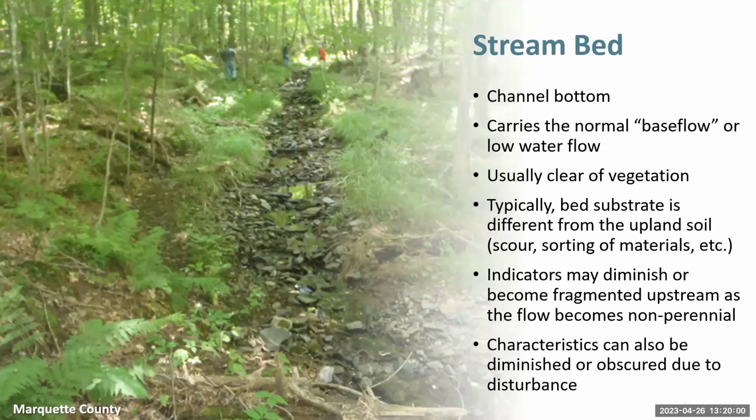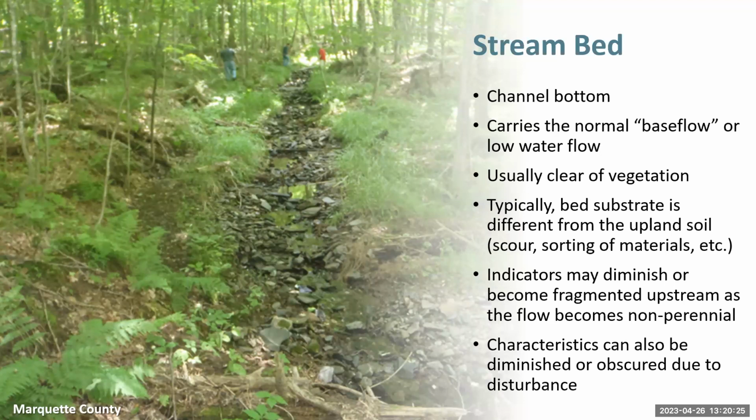So now we'll talk some more about what is needed to determine a stream: a bed, banks, and evidence of flow or continued occurrence of water. So you have your stream bed. This is your channel bottom. It typically carries the normal base flow or low water flow.